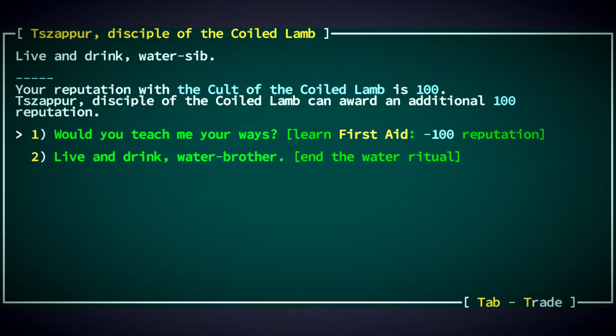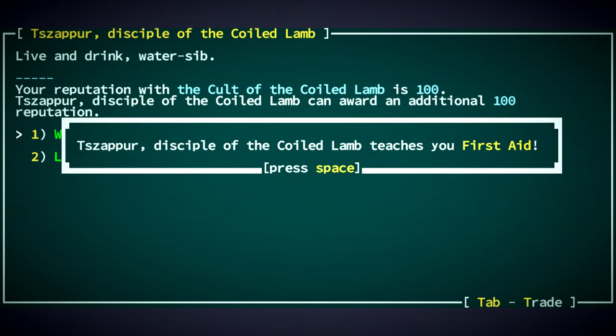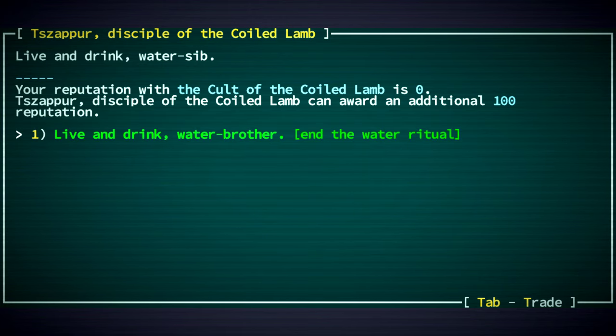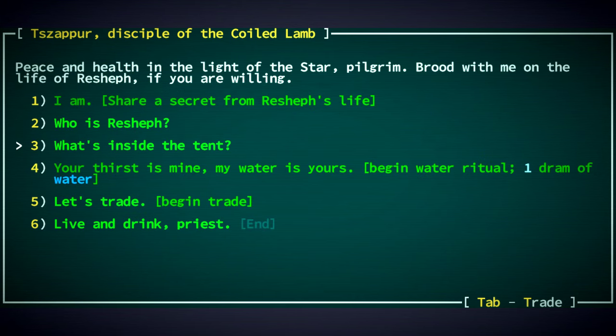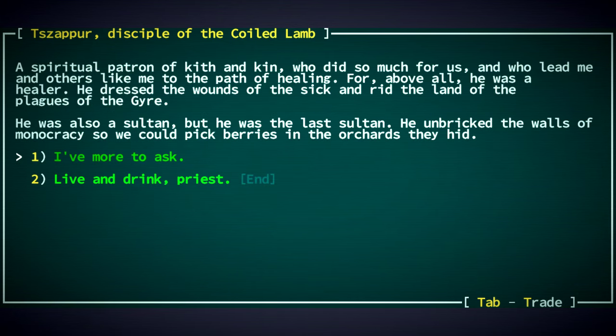Oh, we could learn first aid from you. Yes, please. That is what you use bandages for to staunch wounds. That's great. That is very nice. Who is Reshef? A spiritual person of kith and kin who did so much for us and who lead me and others like him, like me, to the path of healing. For above all, he was a healer. He dressed the wounds of the sick and rid the land of the plagues of the Gyre. He was also a sultan, but he was the last sultan. He unbricked the walls of monocracy so we could pick berries in the orchards they hid.